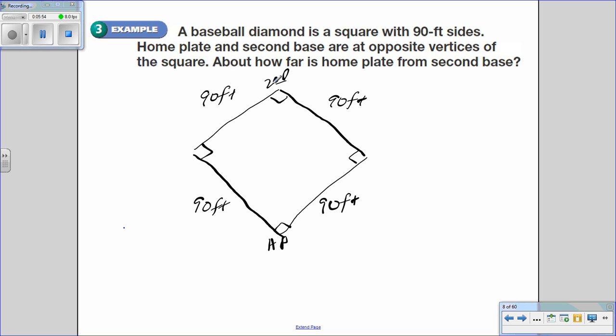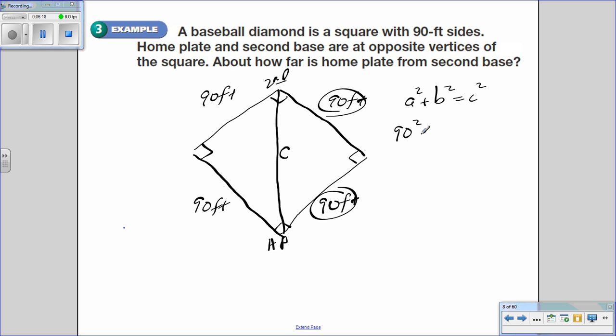About how far is it from home plate to second base? So I'm going to draw a line there. And notice I have two right triangles. This length is across from the right angle. So that means this is the hypotenuse, which is c. So a squared plus b squared equals c squared. A and b, using the triangle on the right, would be 90 squared plus 90 squared equals c squared. That's my hypotenuse, which is that length between home and second.